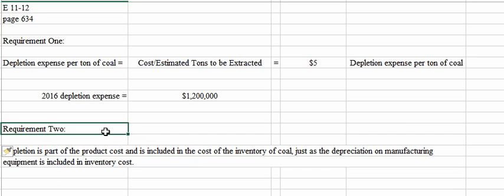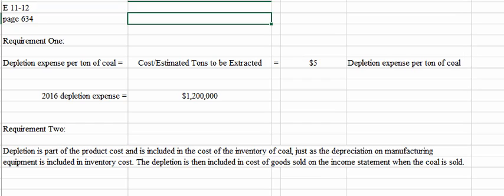Well, okay, you guys, they tell us depletion is part of the product cost and is included in the cost of the inventory of coal. Just as the depreciation on the manufacturing equipment is included in its inventory cost. Then they go on to say the depletion is then included in cost of goods sold on the income statement when the coal is sold.